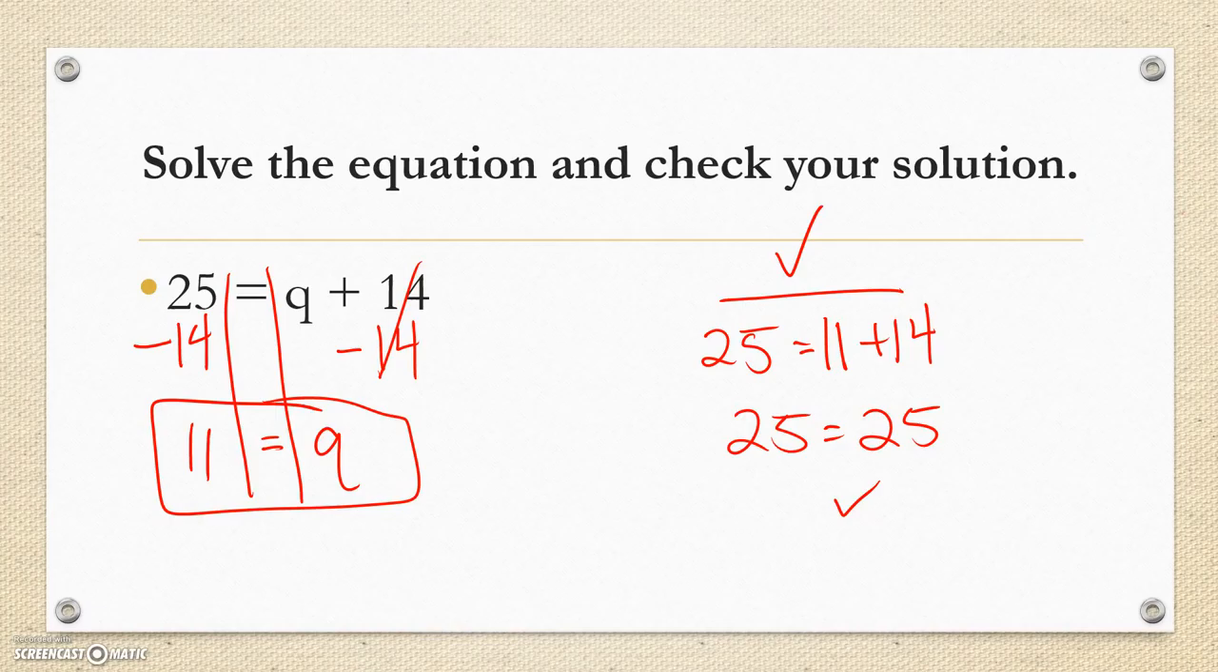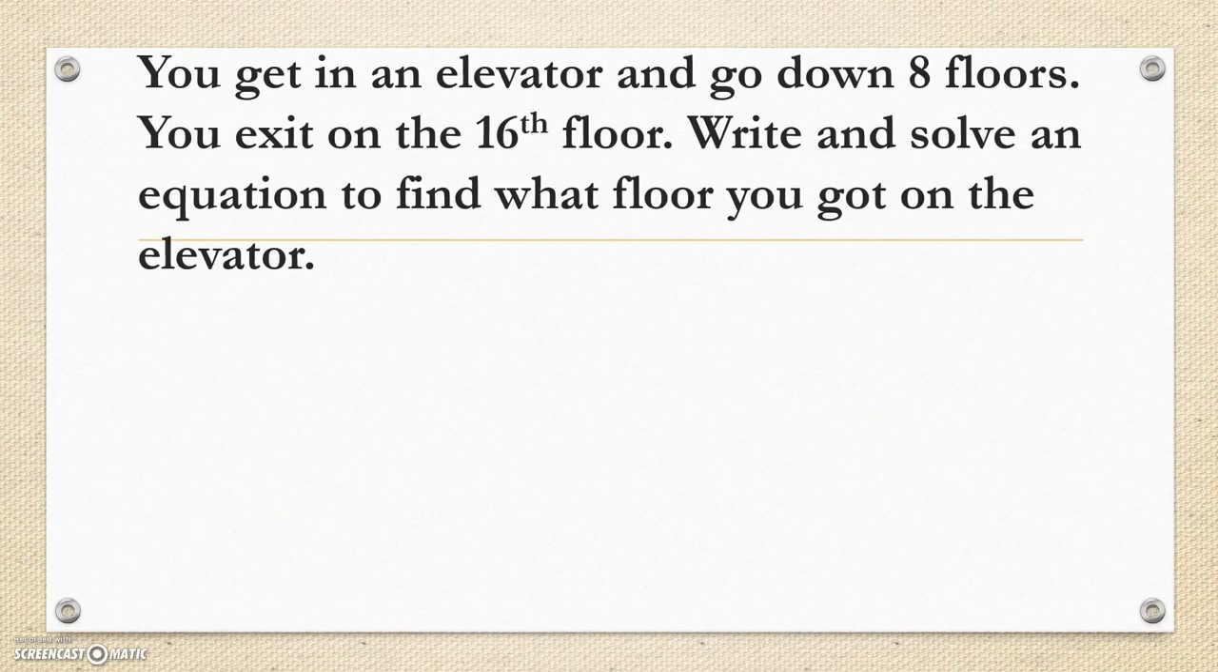So we've done checking if a value is a solution to an equation. We've also solved a few equations. Now what we're going to do is actually look at some word problems. These can be a little bit trickier, because we usually have to set up an equation. So our first word problem says you get in an elevator and go down 8 floors. You exit on the 16th floor. Write and solve an equation to find what floor you got on the elevator.